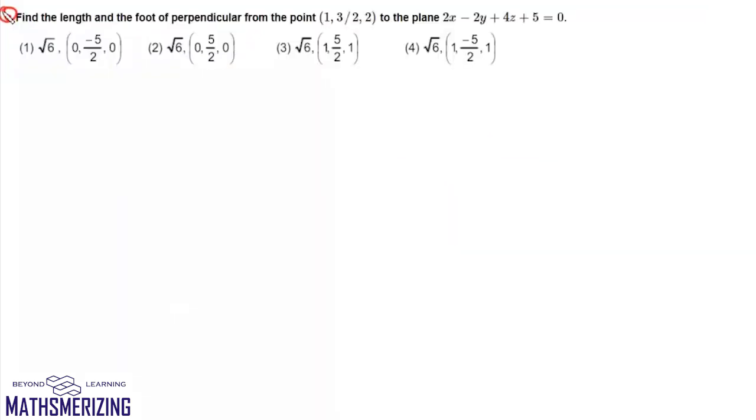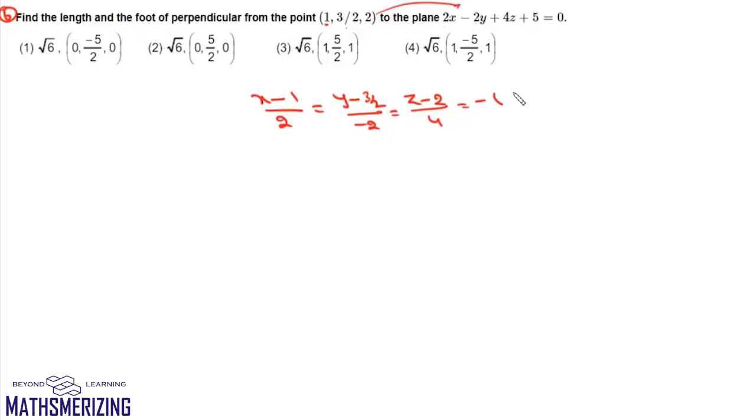Now question number 6 is, we need to find length and foot of perpendicular from the point to this plane. So we know that formula for foot of perpendicular is x minus x1 upon a. So it will be x minus, now x1 here is 1 and a is 2. So x minus x1 upon a equals y minus y1. y1 is 3 by 2 upon b. b is minus 2, and it is equal to z minus z1. z1 is 2 upon c, which is 4, and it will be equal to minus, and then we'll put the value of this point in this equation.